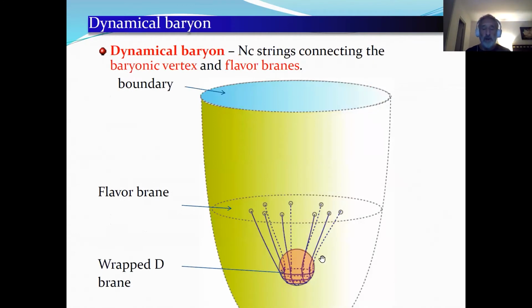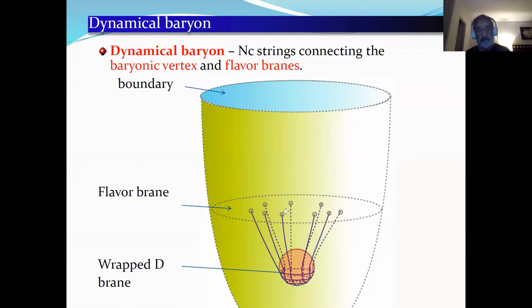So a cartoon will be that we have this wrapped brane. There are N_C strings. They could end on the boundary. That will be an analog of a Wilson line. This will be like the external baryon with infinitely heavy quarks, or a dynamical one where they end on some flavor brane.